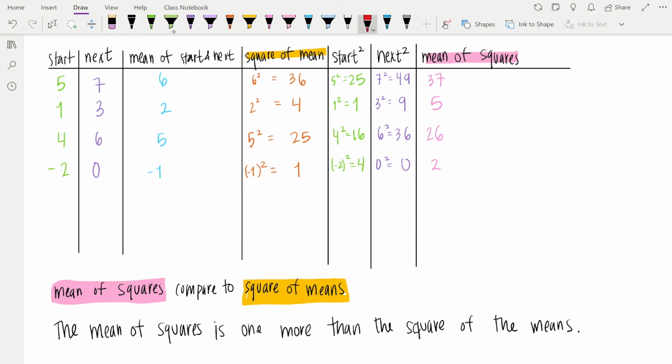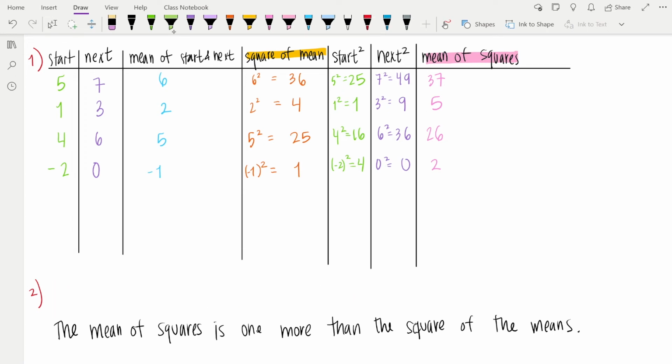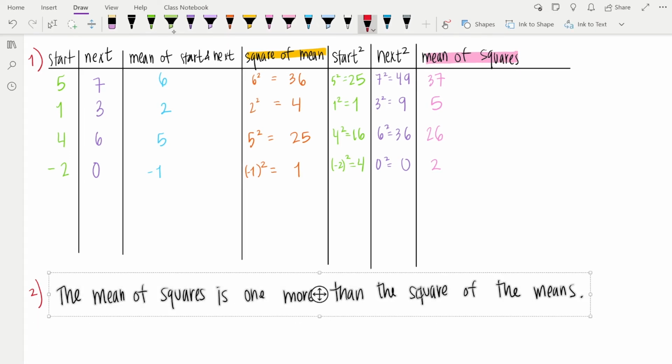So here's my first step. I made my table. Here is my second step. I used their words to describe it. This is working out. I wouldn't actually keep it in my paper. Oh, this would be with words, my description.